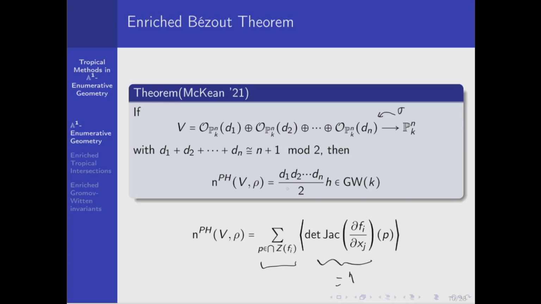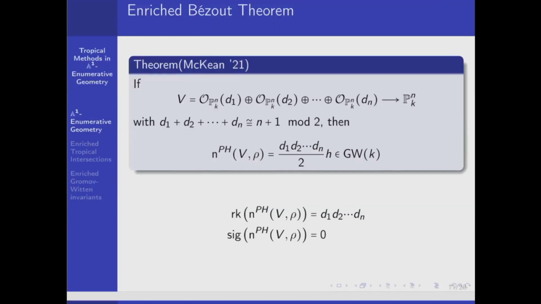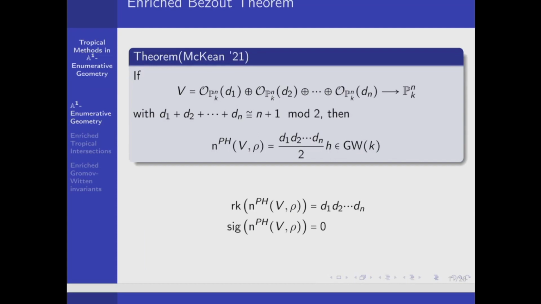So if we now take the rank and the signature of these, we get this. The rank of this form, because h has rank 2, is the product of the degrees. So that is the classical Bézout theorem over C. And the signature is 0. And why is the signature 0?